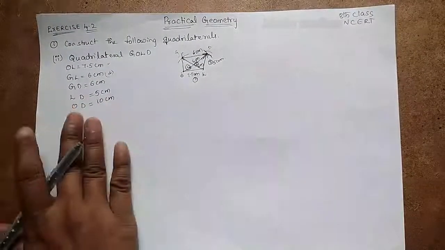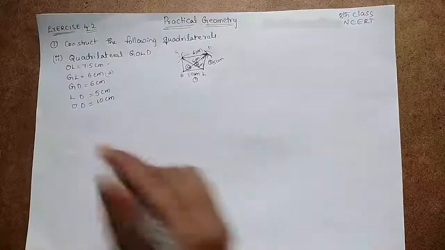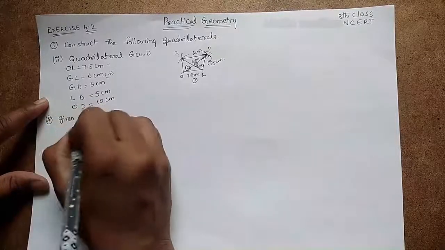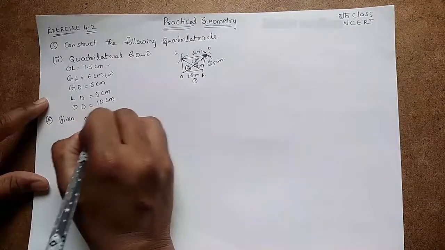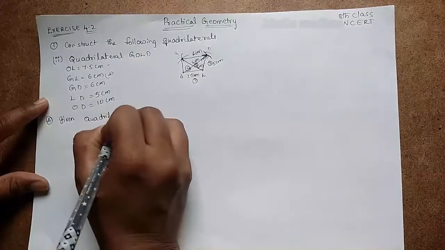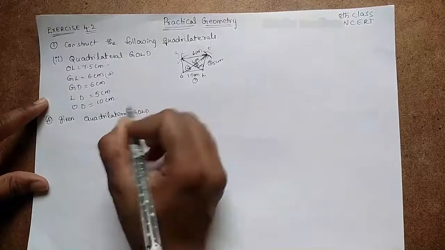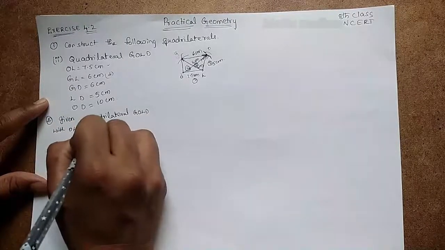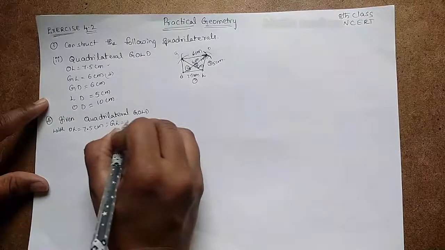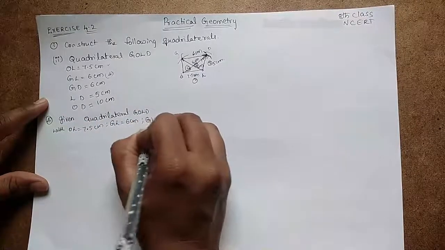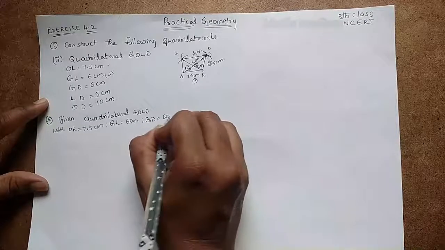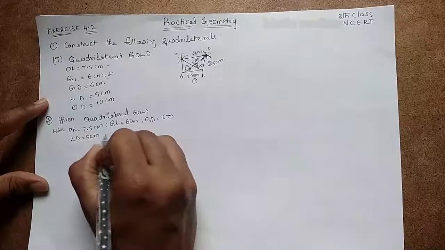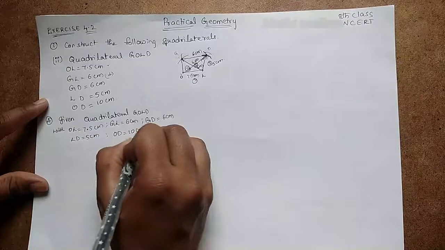From this sketch we have to make steps and make the original picture also. So let's move into the answer. First of all, write the given. Given quadrilateral GOLD with OL is equal to 7.5 centimeters, GL is equal to 6 centimeters, GD is equal to 6 centimeters, LD is equal to 5 centimeters, OD is equal to 10 centimeters.